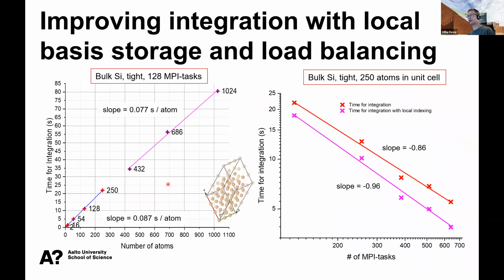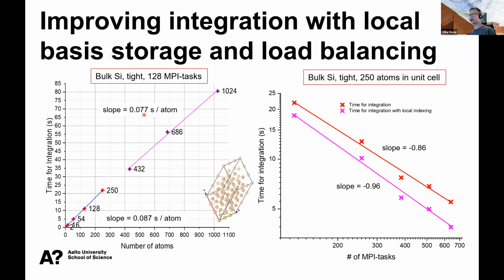And here are actually the reasons. So what we see here is, again, the same benchmark, the bulk silicon. This is the graph we saw a moment ago. And as you remember, I ran out of memory here. But when I turn on the use local index, I end up here, which means that I can do much larger systems, much larger unit cells with the same system. And even the slope gets better.